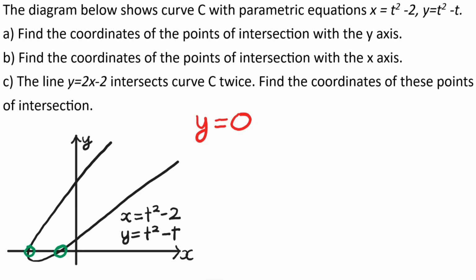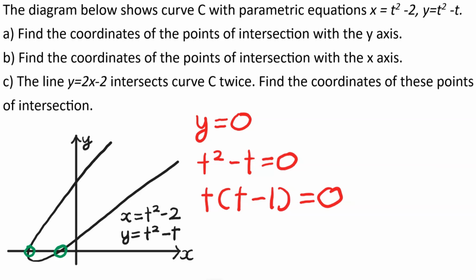to 0. So therefore it's going to be t squared minus t is equal to 0, and then if we factor out t, we get t times (t minus 1) is equal to 0. So that means that either t is equal to 0 or t minus 1 is equal to 0, so t is equal to 0 or 1.